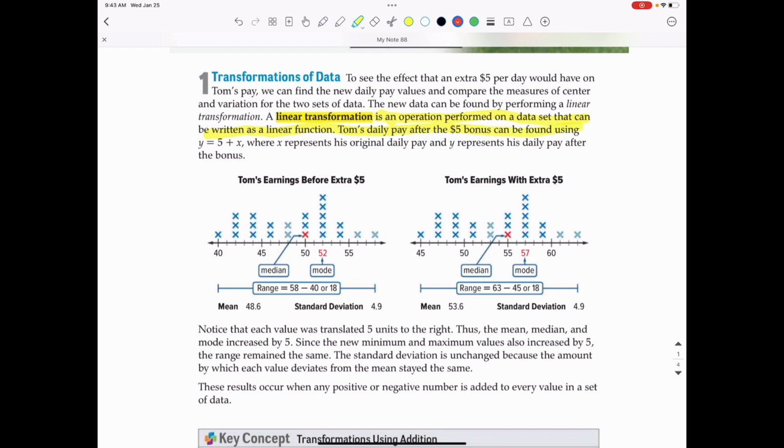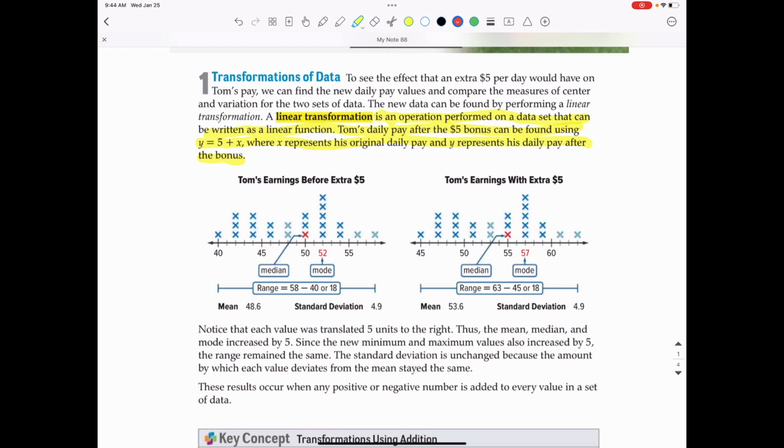So Tom's daily pay after the $5 bonus can be found by using y equals 5 plus x, where x represents his original daily pay and y represents his pay after the bonus. That looks very much like slope-intercept form, which makes a straight line, which is why this is called a linear transformation. So below we can see a dot plot. Yes, I know it uses x's, but it's still a dot plot on a number line that shows his wages before the $5 and his wages after the $5 is added.